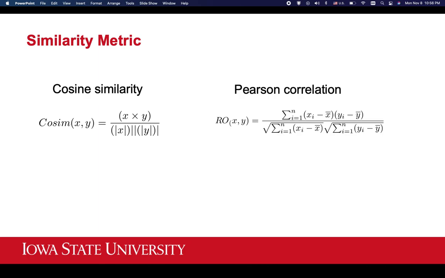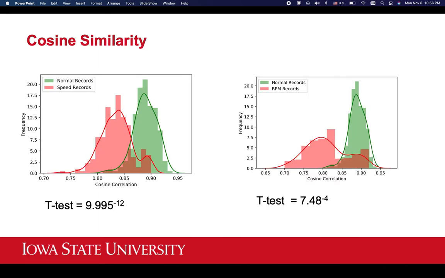Here we used it to determine if the two vectors or two data sets are similar or not. And then we used Pearson correlation, which measures a linear relation between two vectors. So it's similar to the cosine, to see if the two vectors at time t and t plus 1 are different or not.